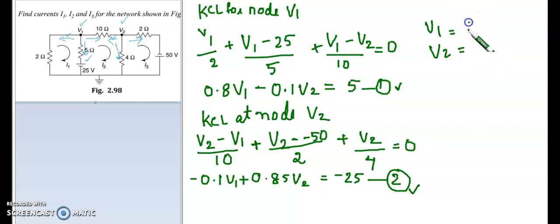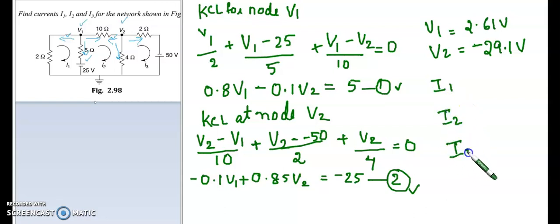By using a calculator we get V1 as 2.61 volt and V2 as minus 29.1 volt. Here we have to find the currents I1, I2 and I3. So what is I1? I1 is minus of V1 by 2, isn't it? See here, I have mentioned V1 by 2 is the current flowing in this direction.